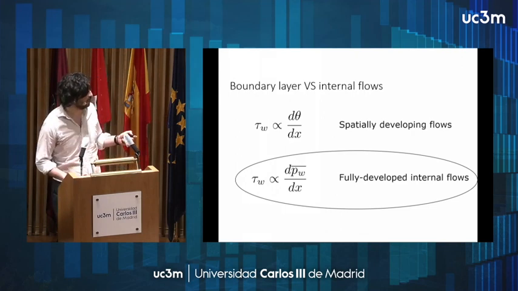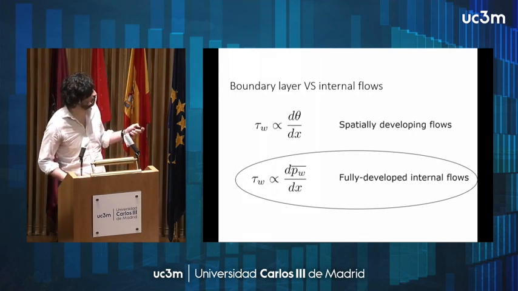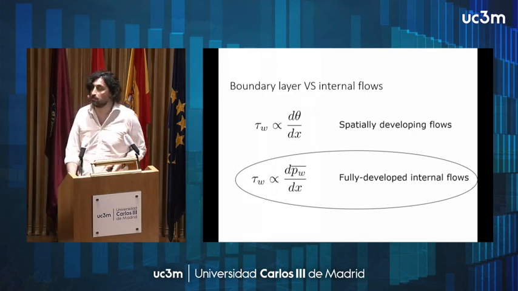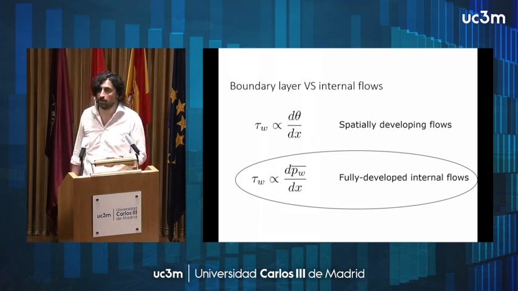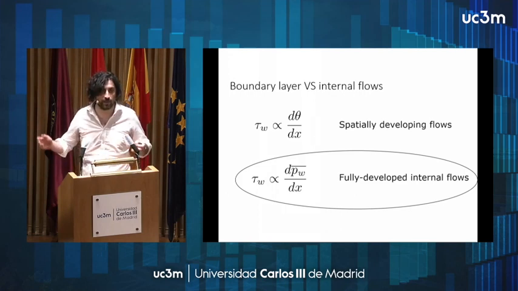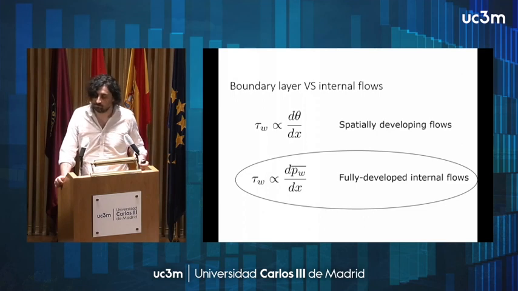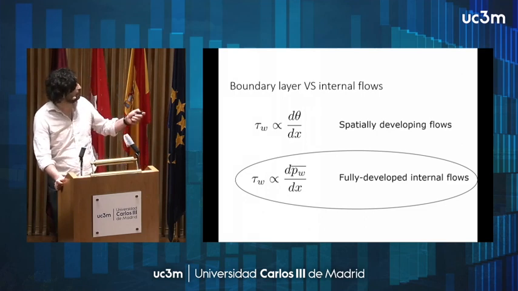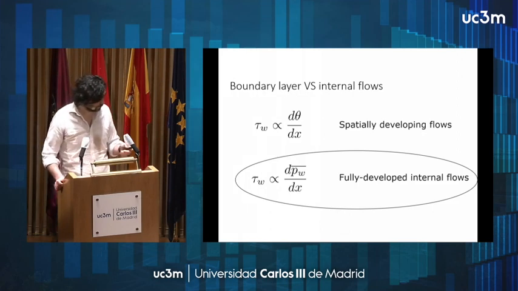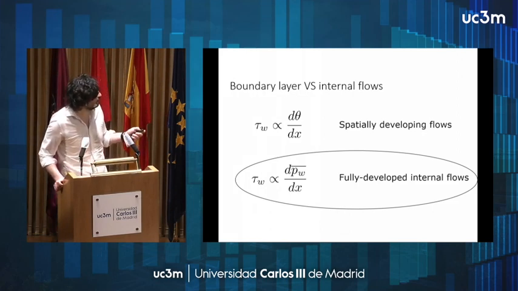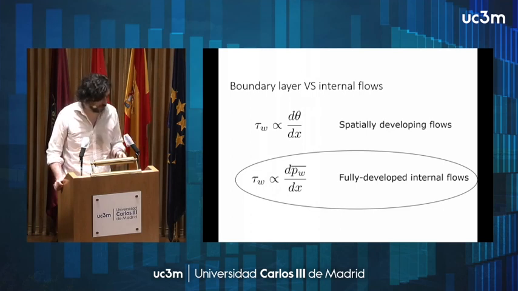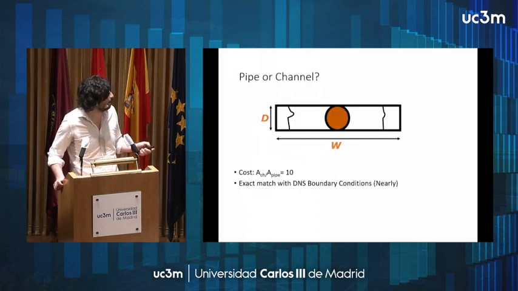So in internal flows, we can determine skin friction through pressure gradient measurements. And measuring pressure gradients with pressure taps along the channel or the pipe is relatively easy, or at least easier than having to measure skin friction directly. So that's why we chose to go for an internal flow.